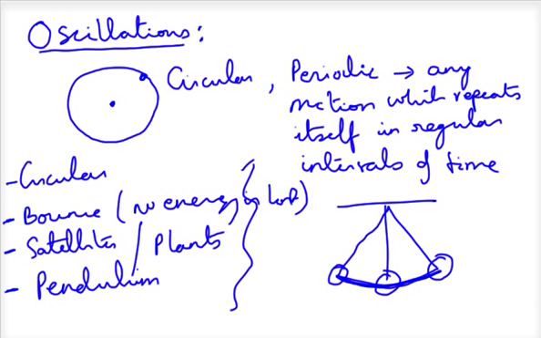What we are now interested in is something called oscillations. Now there is a difference between periodic motion and oscillations. The difference is the fact that in oscillations the body has to undergo to and fro motion, that is, to and fro motion about a mean position.